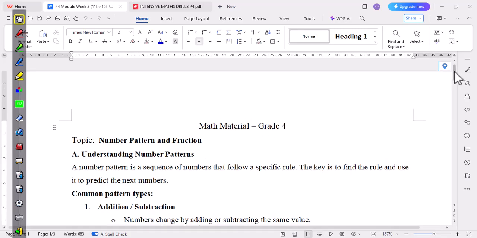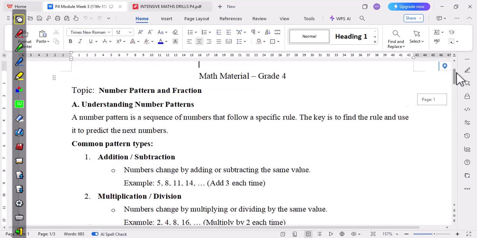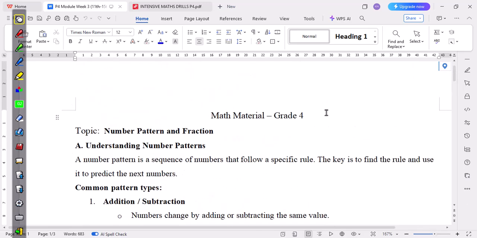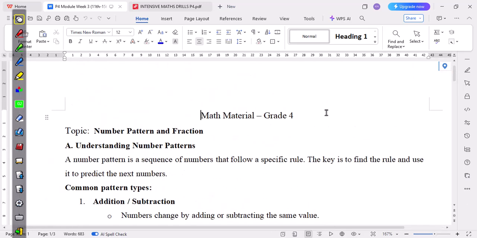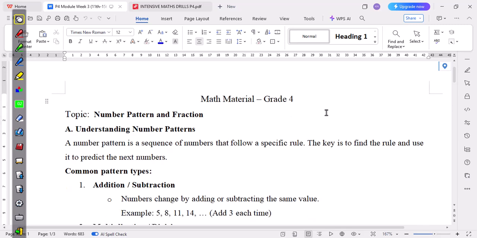Okay, so what is number pattern? Number pattern is a sequence of numbers that follow a specific rule. So the sequence of the numbers always has a pattern. And the key is to find the rule and use it to predict the next number. So we have to try to find the pattern or the rules of the sequence of numbers.